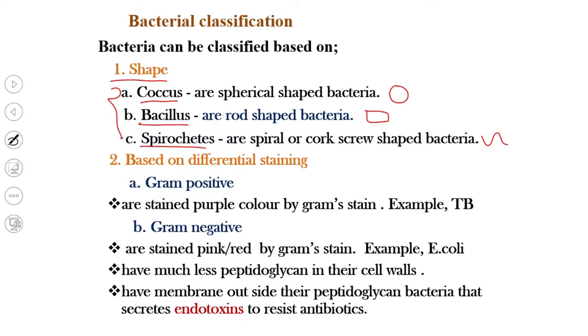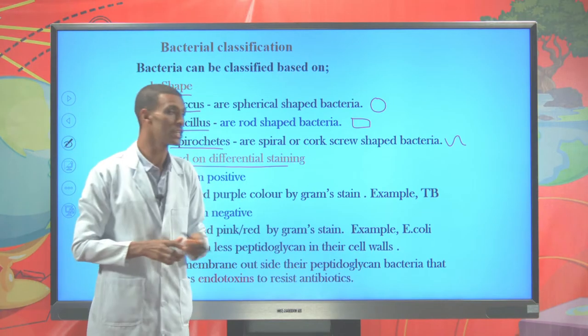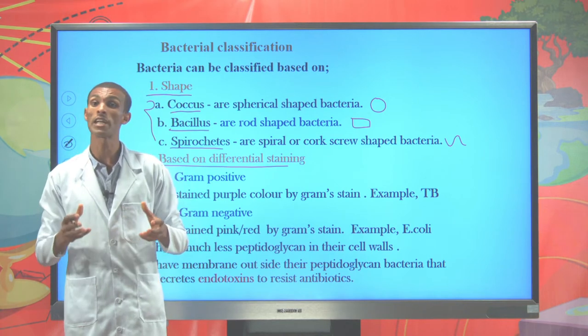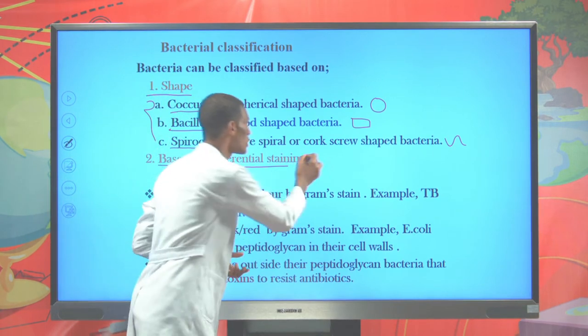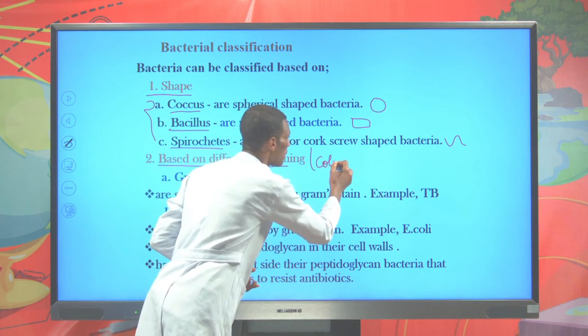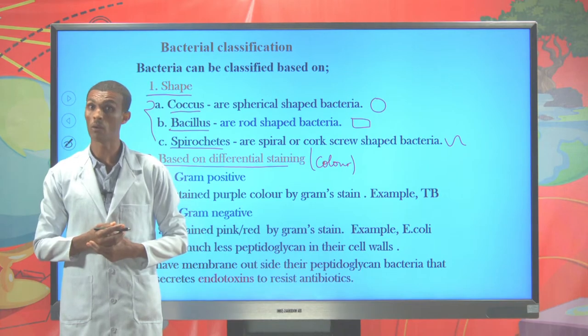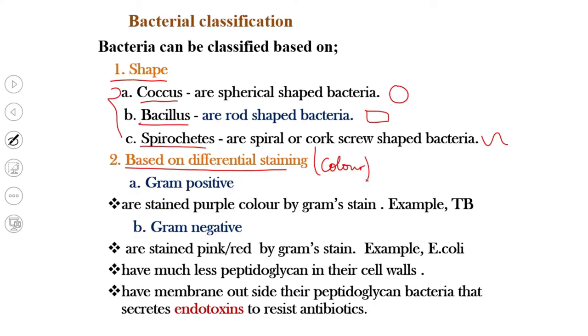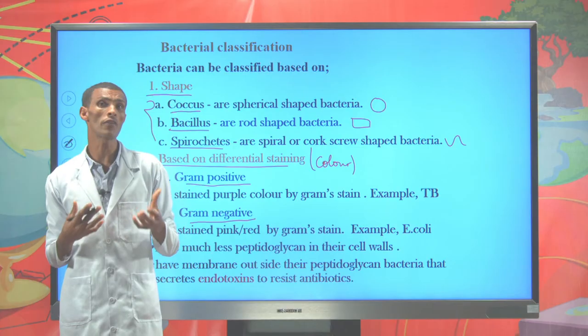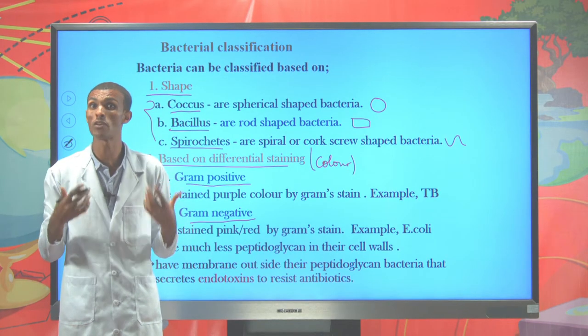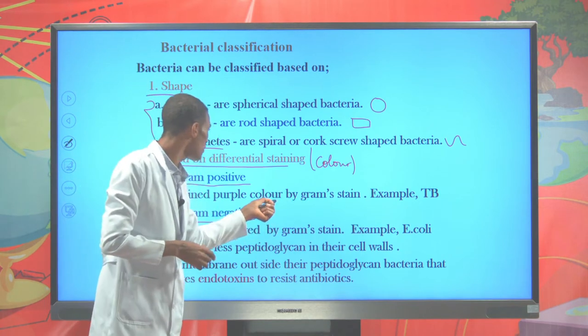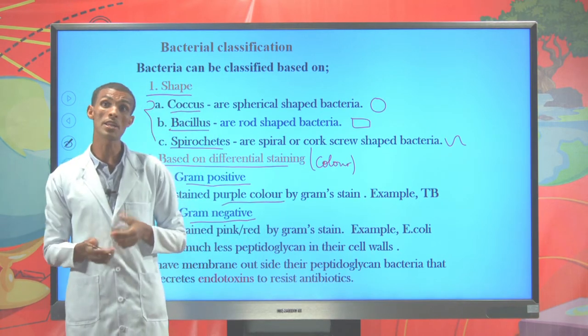Another very important criterion for bacterial classification is differential staining, based on the color indication upon the addition of a chemical to their peptidoglycan. Accordingly, bacteria are classified into gram-positive bacteria and gram-negative bacteria. When we say gram-positive bacteria, upon addition of a chemical to the bacterial cell wall or peptidoglycan, they stain purple. They show a purple color.